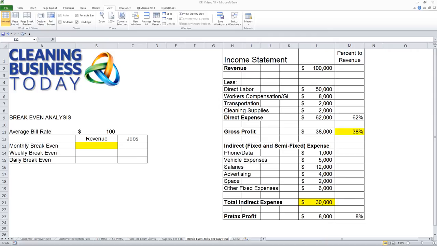One important number that we all need to know within our cleaning businesses is how many jobs we need to be doing on a daily basis in order to break even. Today's KPI tip, we're going to show you how to do that.